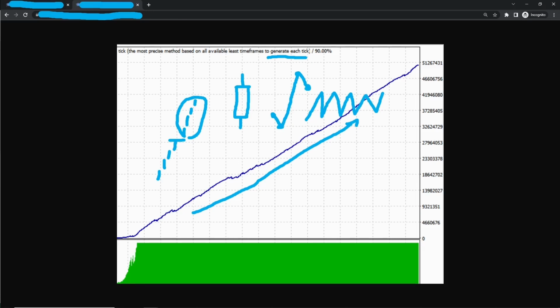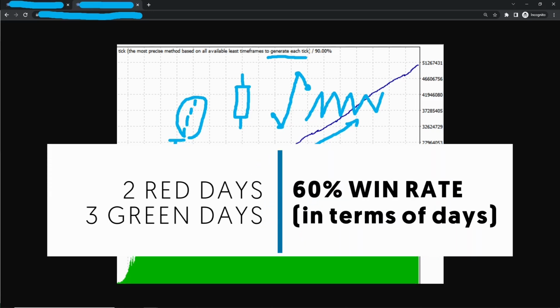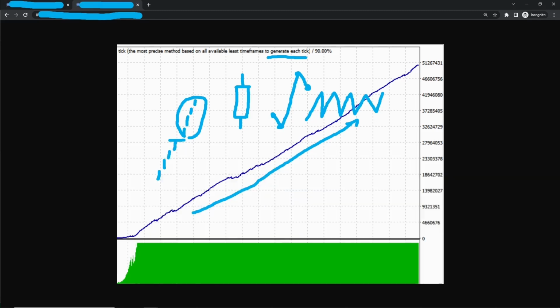So let's say that every week you have 2 red days and 3 green days. That's a 60% win rate in terms of days. And if you don't let your red days be bigger than your green days, you are good to go, you are already profitable. Let's even say that you lose and win the same amount on every particular day.